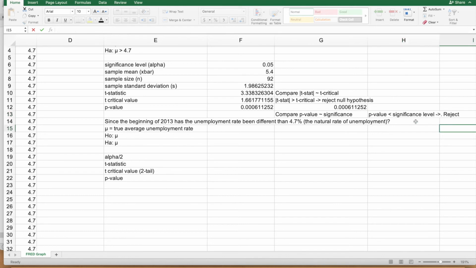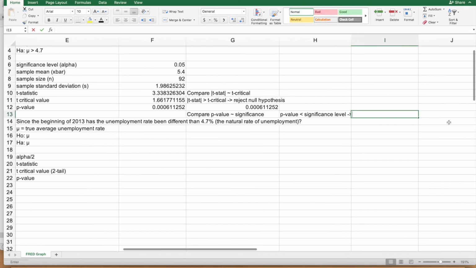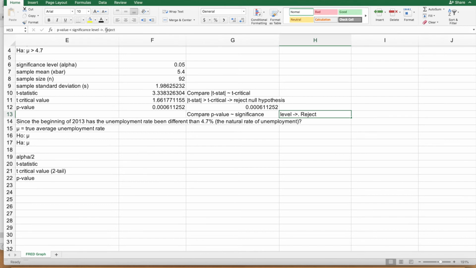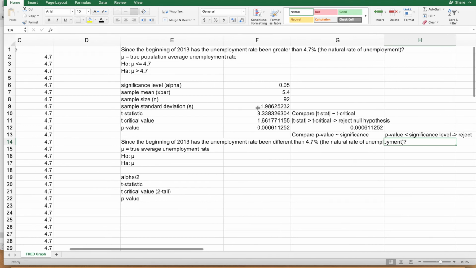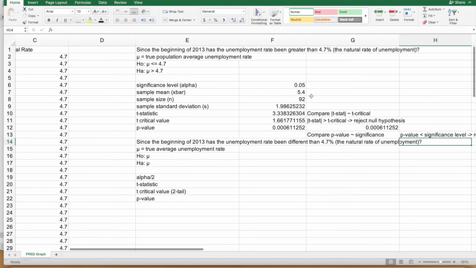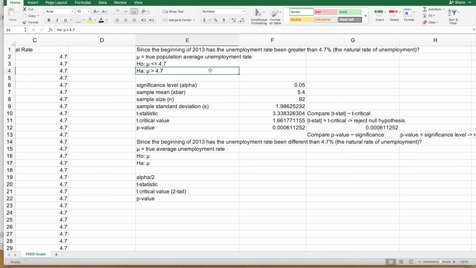You will always get the same answers in these, whether you use the critical or p-value approach. I think the p-value approach is better, which I'll explain right now, because with the p-value approach, you're going to have an easier time describing your results to somebody that doesn't know statistics. Because we can say the probability of observing a sample mean of 5.4 or more, if the true mean is 4.7, is 0.0006.